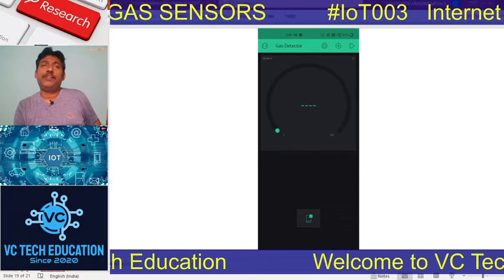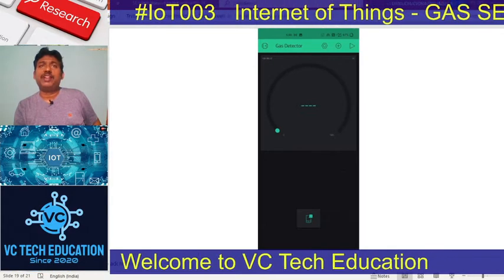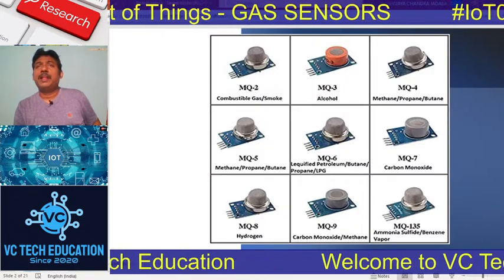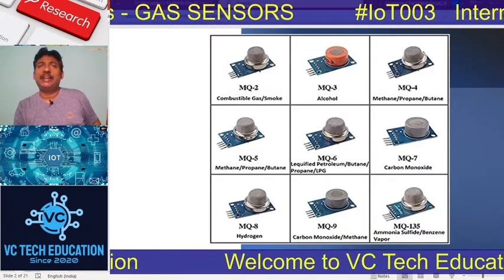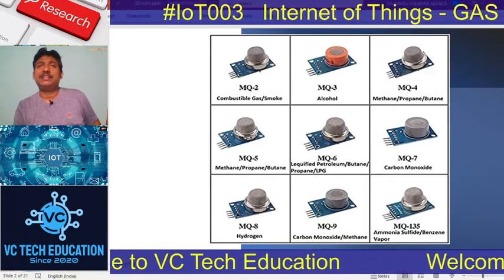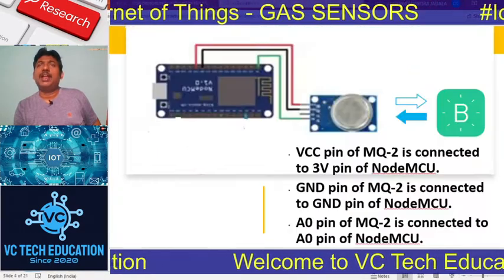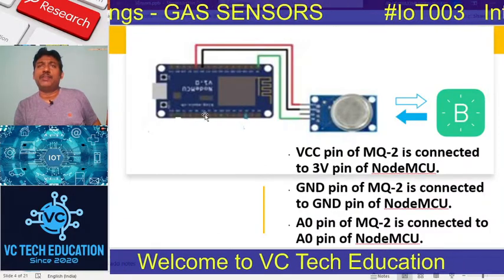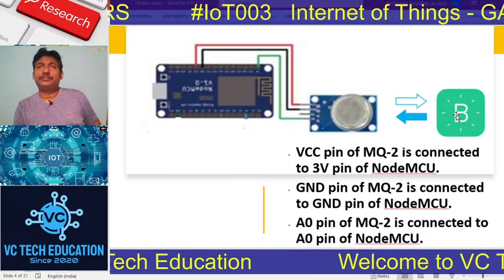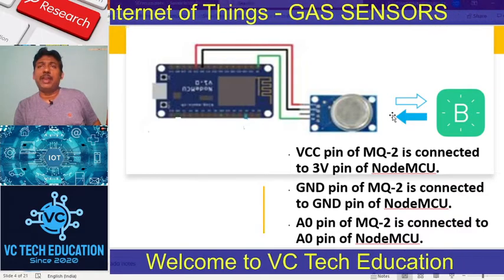Once again, before going to the lab session, I want to discuss that there are a number of sensors in the market for industrial purposes. What we are discussing is the gas sensor. Among them, what I am using is the MQ2 sensor. The block diagram of the MQ2 sensor setup will be the NodeMCU board, the MQ2 sensor and the Blynk app. These three are the main components.